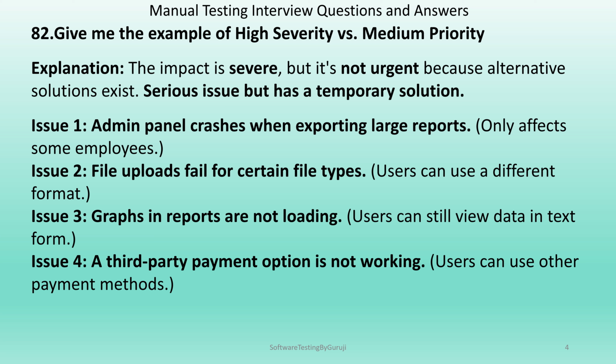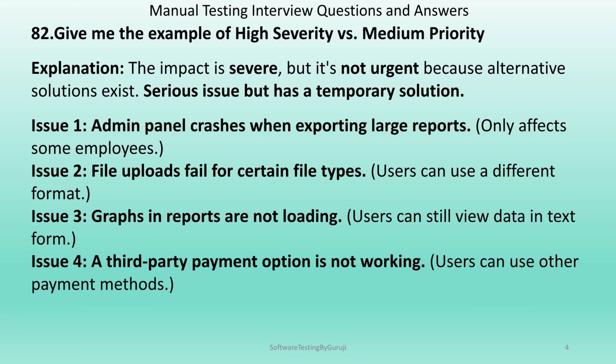Issue 1: the admin panel crashes when exporting large reports. It only affects some employees. Second issue: file uploads fail for certain file types. Users can use a different format. Issue 3: graphs in reports are not loading. Users can still view data in text form. Issue 4: a third party payment option is not showing. Users can use another payment method. So these are the four examples.